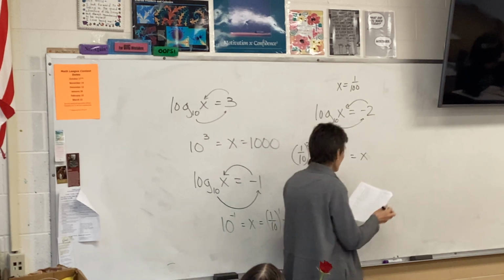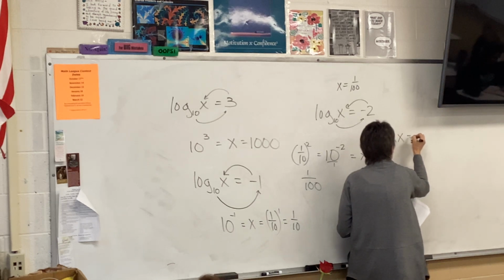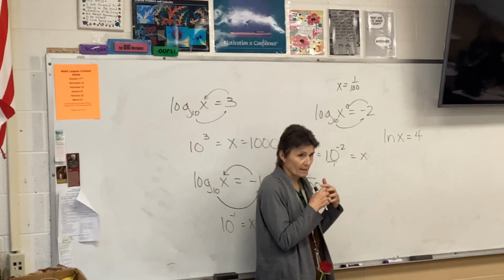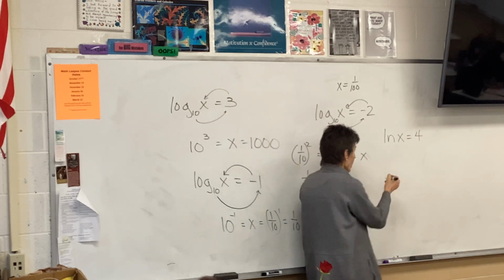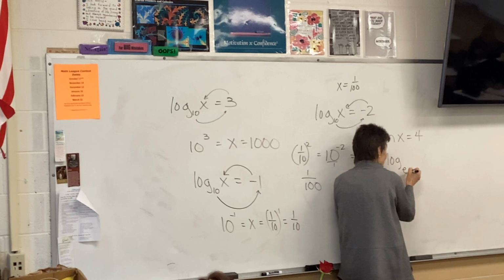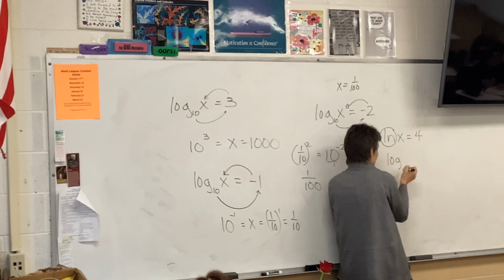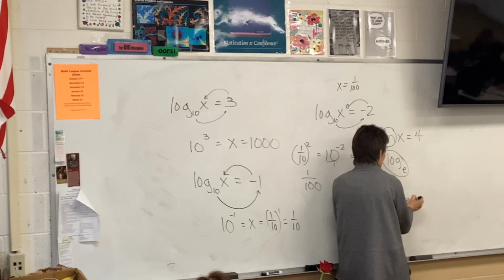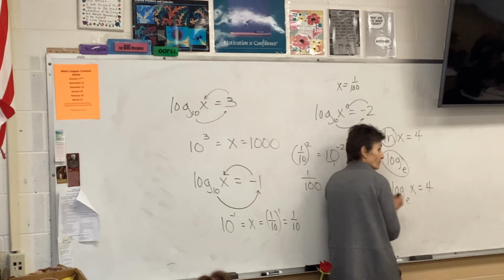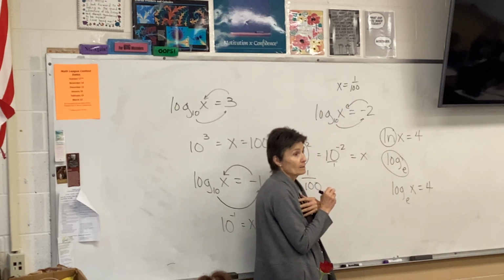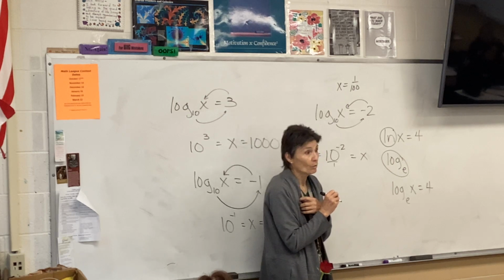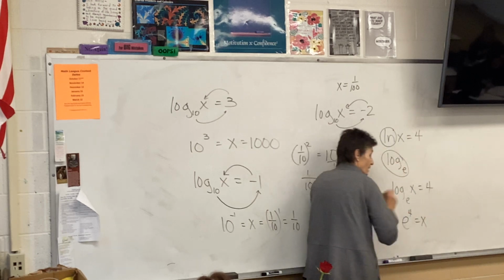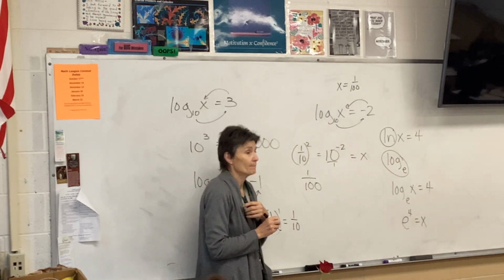All right. Now, what about D? ln x equals 4. Do not be confused. What does ln stand for? Log base e. So we have log base e of x equals 4. So what does it look like when we log roll that? E to the 4th equals x. And we stop right there. There's nothing wrong with that.